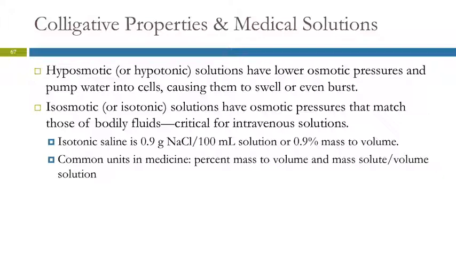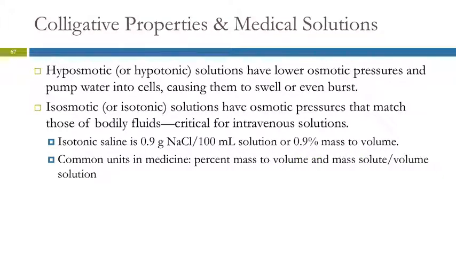So what they usually use is called isotonic saline. It's 0.9 grams of sodium chloride per 100 milliliters of solution, or as a percentage, it's 0.9%, by mass to volume, actually.